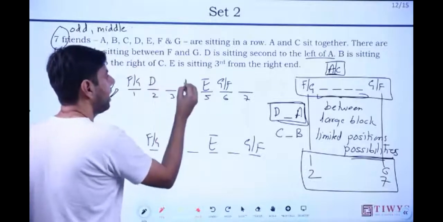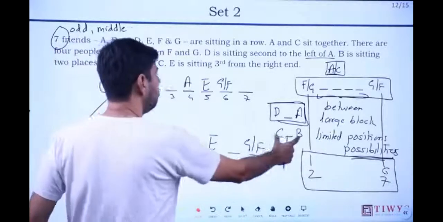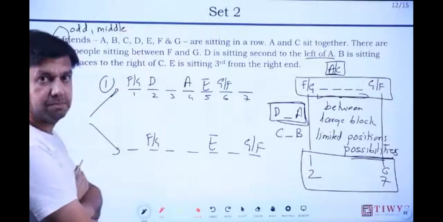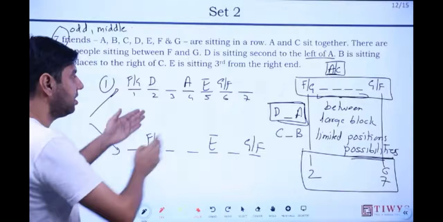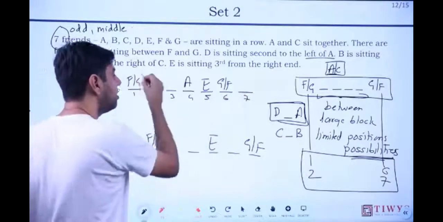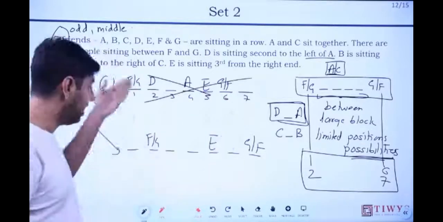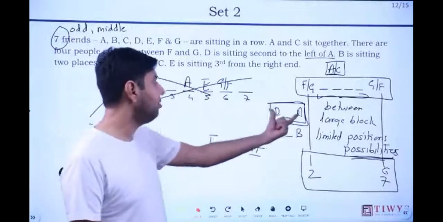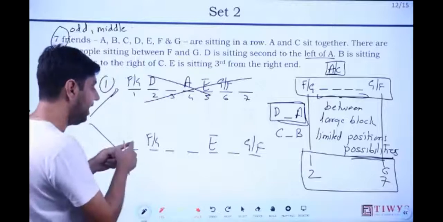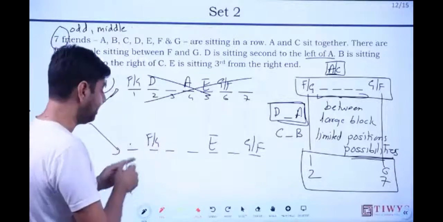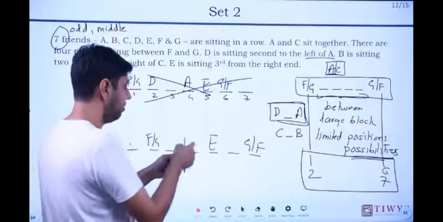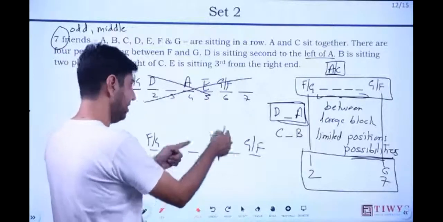D blank A. Now, can you put a C blank B? You can't put a C blank B, no? Because these are the only 2 positions left. So this is not possible. Then that means this has to be possible. So go ahead and think, where can you put D blank A? D blank A, yes. D blank A, no, A will have a problem. D blank A, yes. Okay.